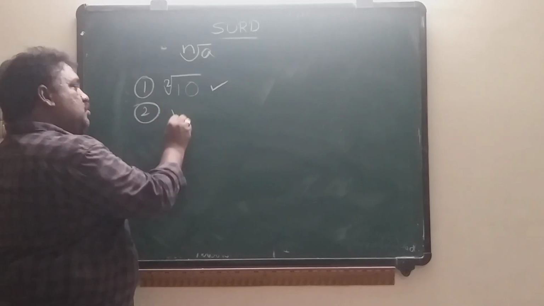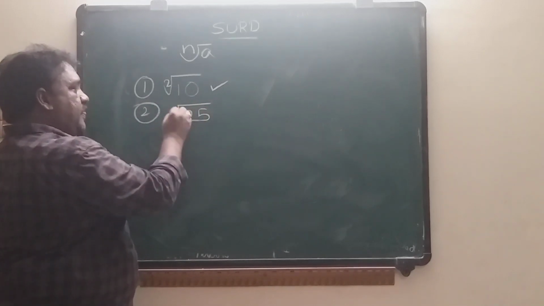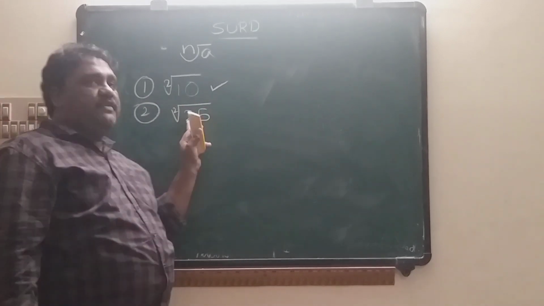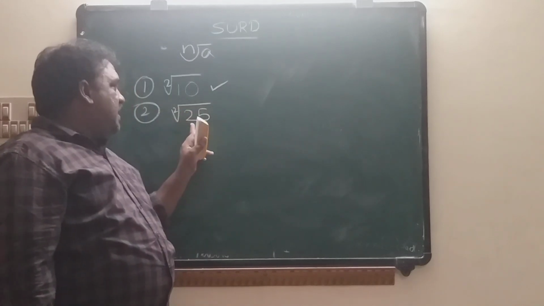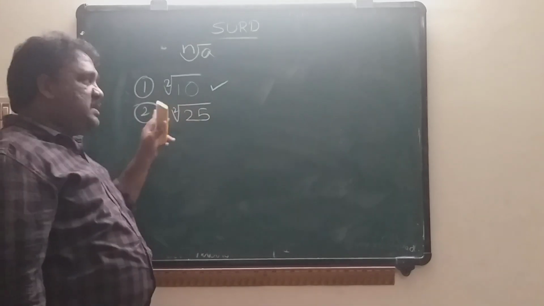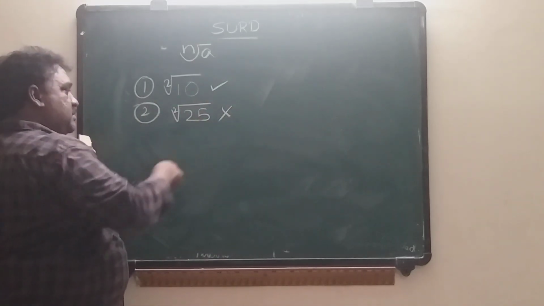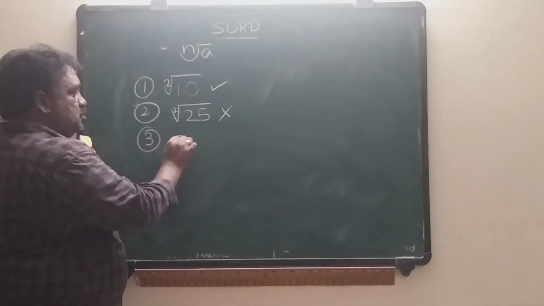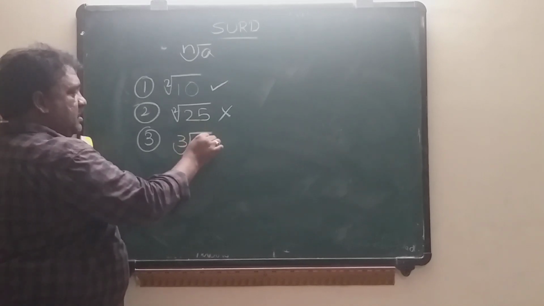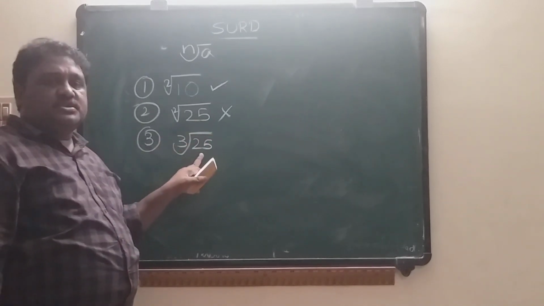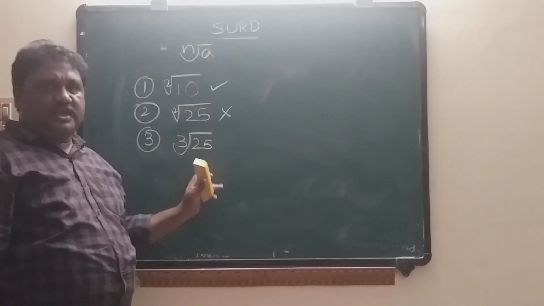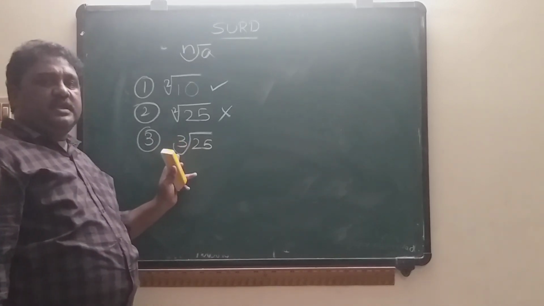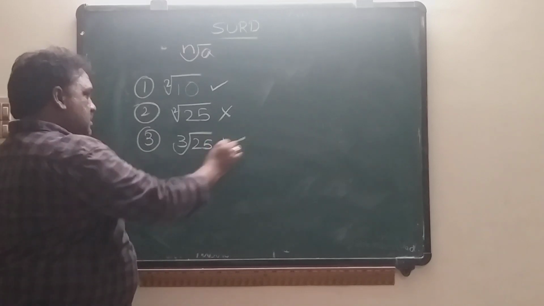Now, root 25. We can write 25 as a power of 2. We can write 25 as 5 squared. So, it is not a surd, it is a rational number. Example 3, cube root of 25. We cannot write 25 as a power of 3. So it is a surd.